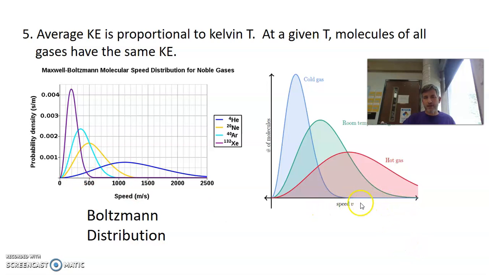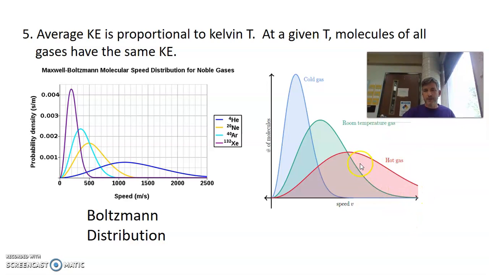Now here on this right-hand graph, we're looking at the same gas at three different temperatures: cold, room temperature, and hot. You can see that obviously they're going to speed up quite a bit. The hot gas has a flatter curve because there's more interaction or collision between particles, and therefore more transfer of energy. So you have more of a spread of different speeds, because there's more interaction.